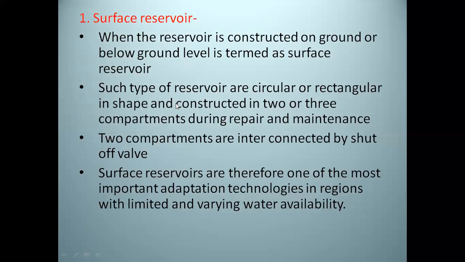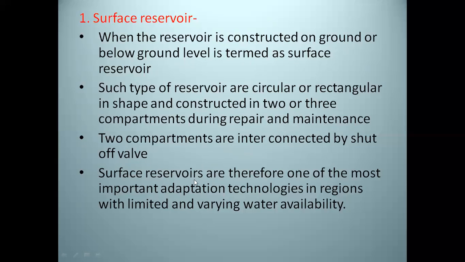The shape of this type of reservoir is circular or rectangular, and it is constructed in 2 or 3 compartments. These reservoirs are constructed into 2 or 3 compartments because, during repair and maintenance, the water is stored in the compartments. Two compartments are interconnected by shut-off valves. There is a connection between the two compartments, and these compartments are connected by the shut-off valves.